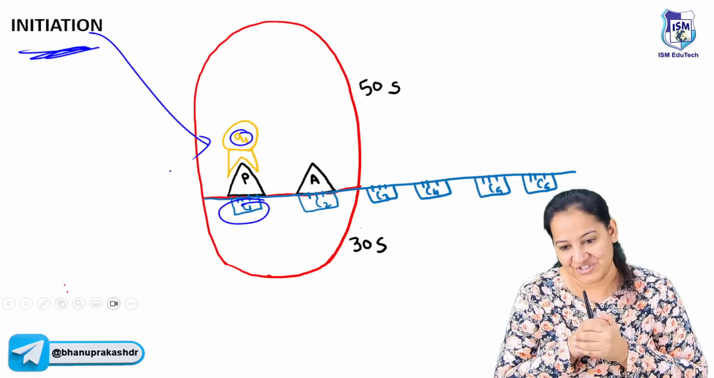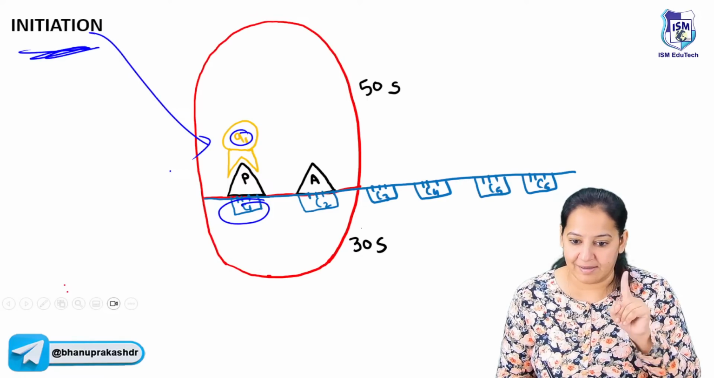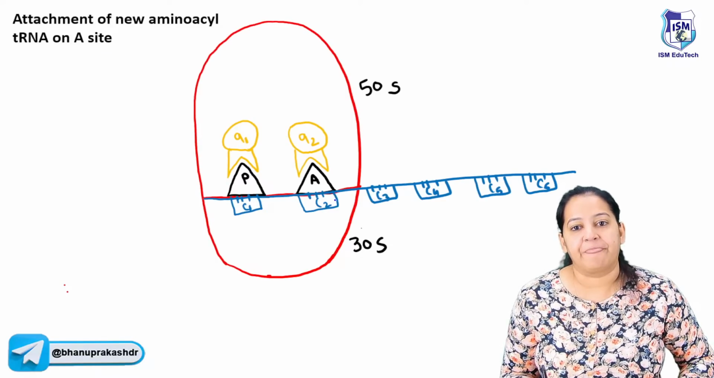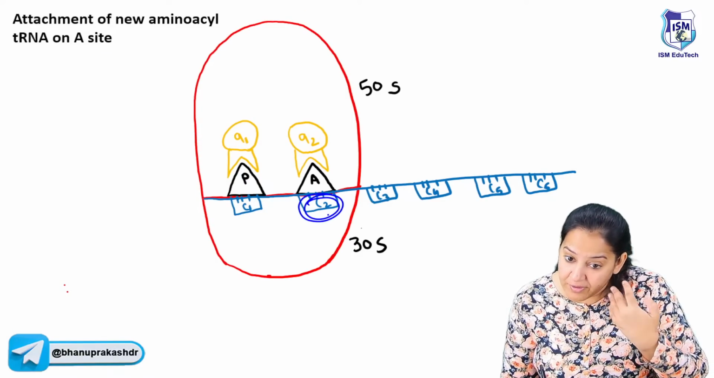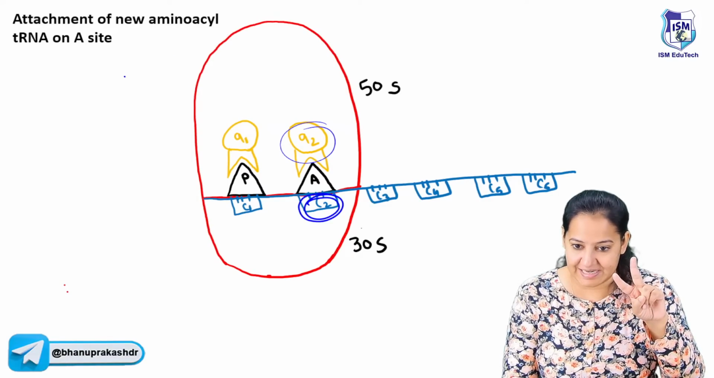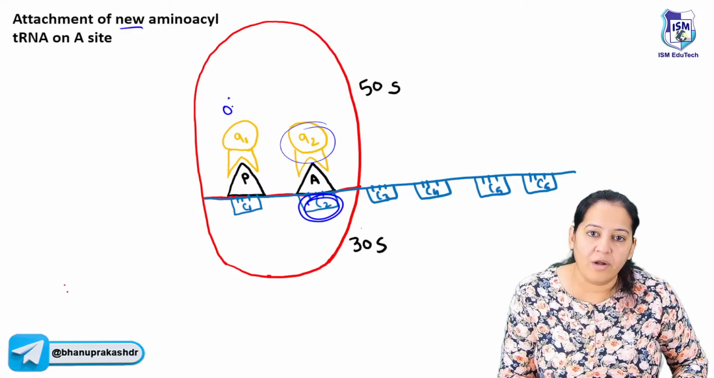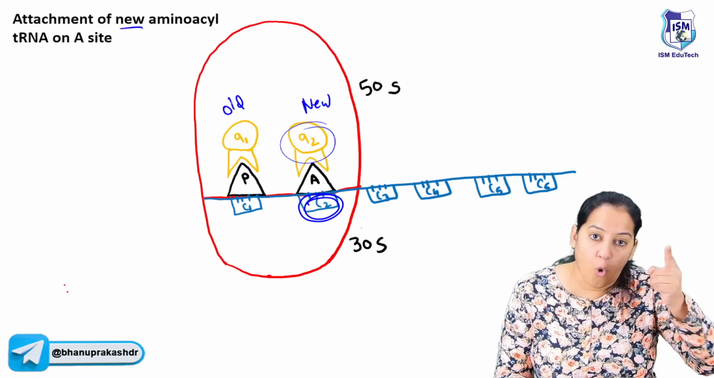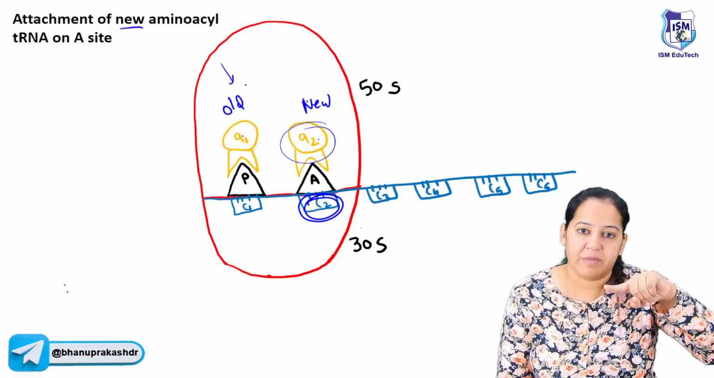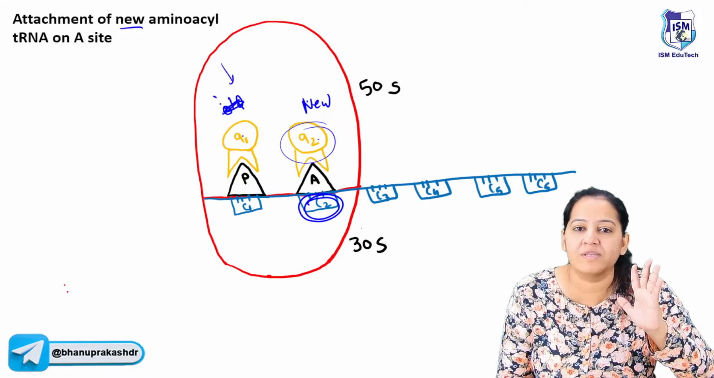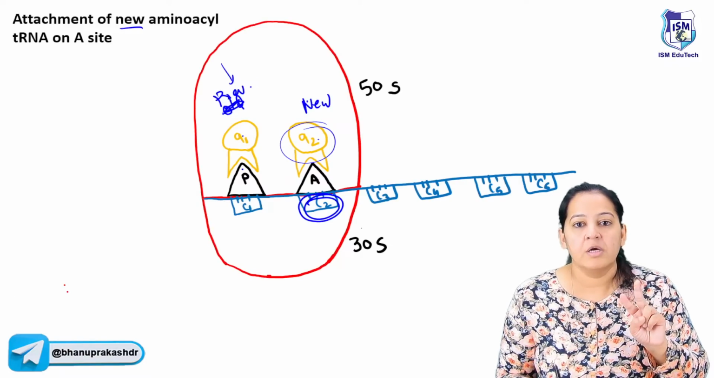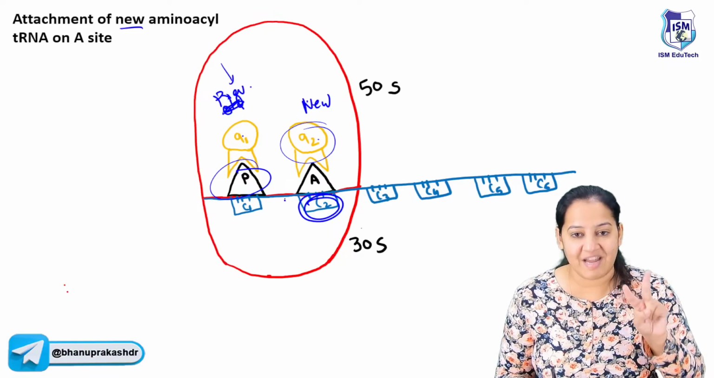Please learn. Say yes. The first step, initiation. It takes place on P window. Now the second step: whatever amino acid is standing for the second codon will come and bind on the A window. This is the binding of the new. This is old amino acid tRNA and this is new amino acid tRNA. Don't say old, say the previous. The previous one comes on the P window and the new one always comes on the A window. So step 1 is on P window and step 2 is on A window.